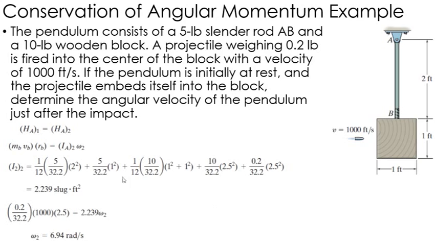So I take that, plug it into the top equation. That gives me the right side of the equation. The left side of the equation is, again, before the impulse, just the momentum of the bullet, which is the mass of the bullet times its velocity times its distance away from A. So again, we're talking about angular momentum about point A. So it's r m v, where r is 2.5, m is 0.2 divided by 32.2, and v is 1,000. So again, the only thing I don't know in this equation is omega, and that is 6.94 radians per second.